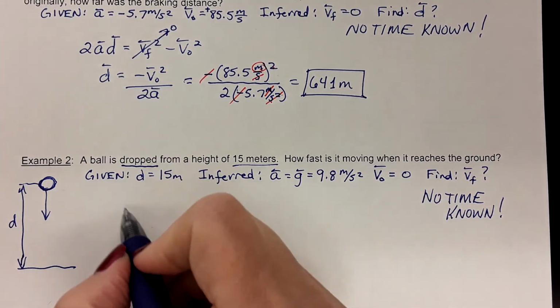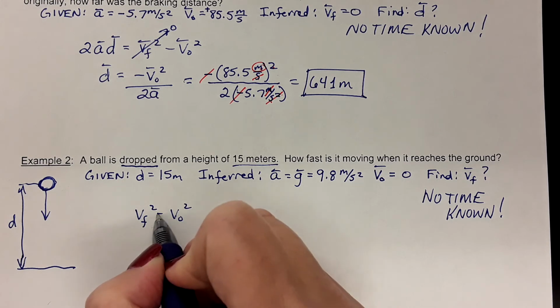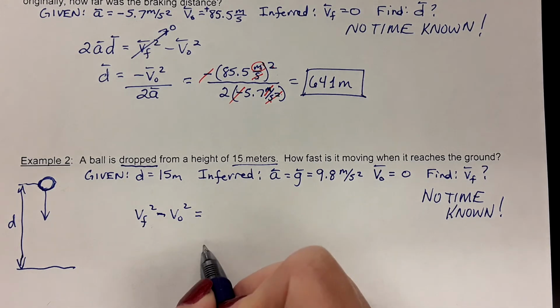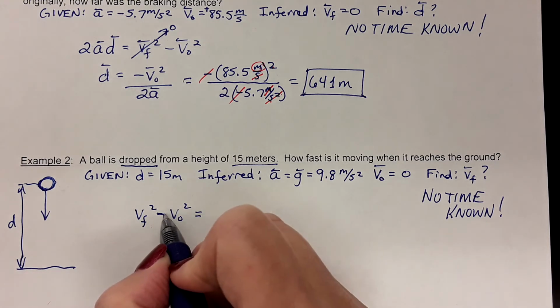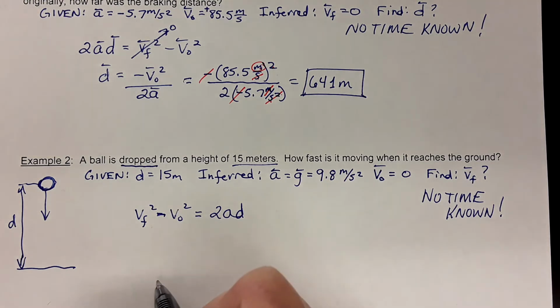And since we're finding VF, I'm going to write it in this form so it's on the left side already, because I know you guys like to have your unknowns on the left side. Me, I don't care if they're on the left or the right. But you guys seem to be kind of picky about that. So we're going to write it like this so it's on the left already.